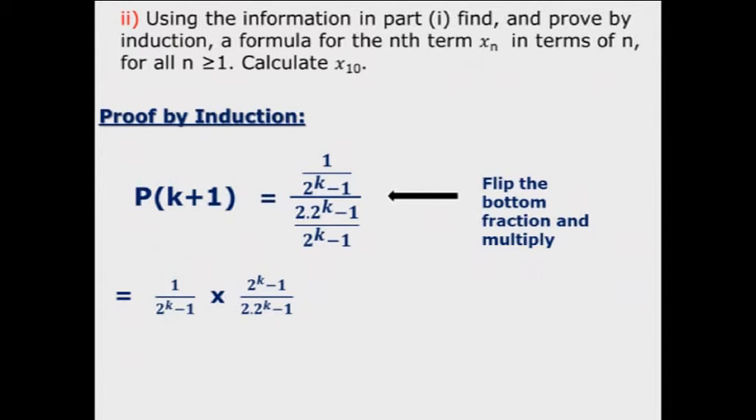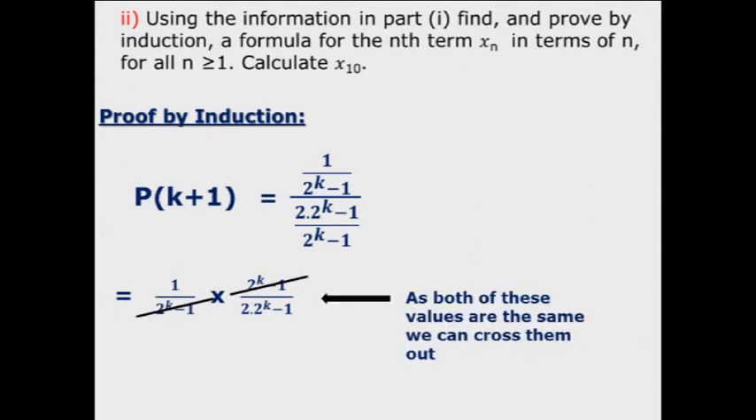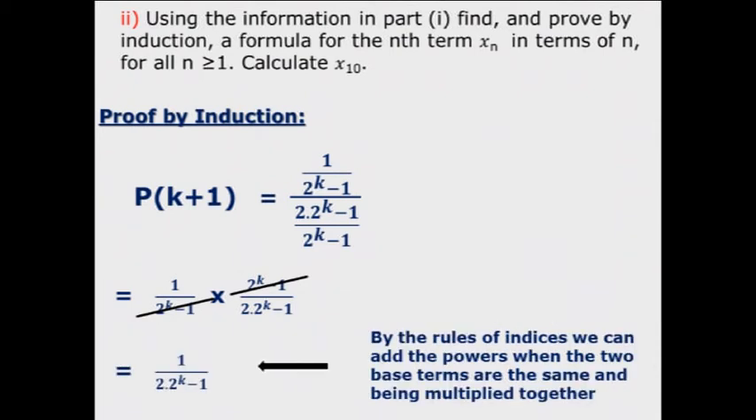So for example, 2 times 2 to the power k minus 1 goes on the bottom, and 2 to the power k minus 1 goes on top. We can see these two terms are the exact same, so we can cross them out, just leaving 1 all over 2 times 2 to the power k minus 1.